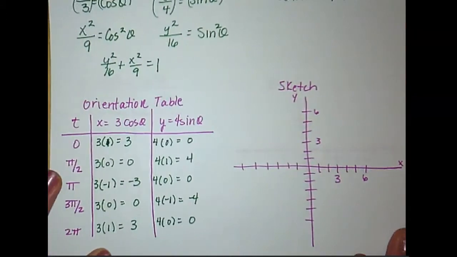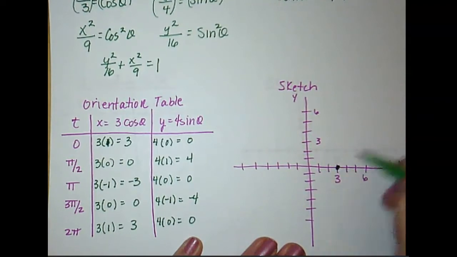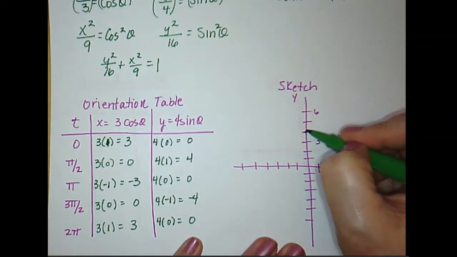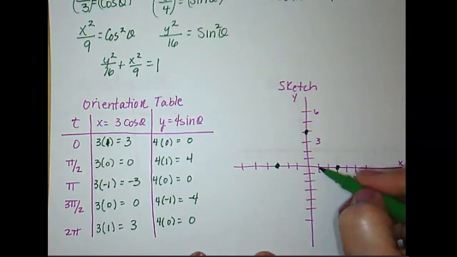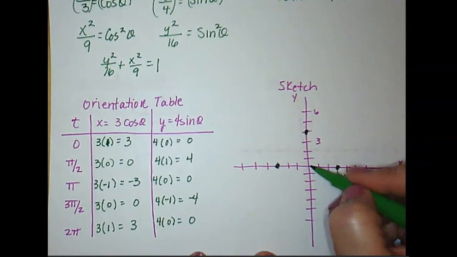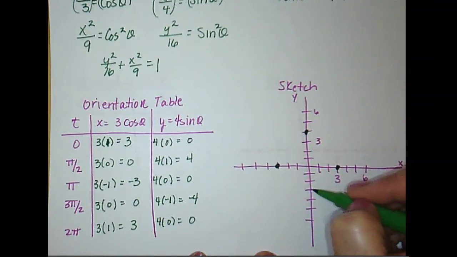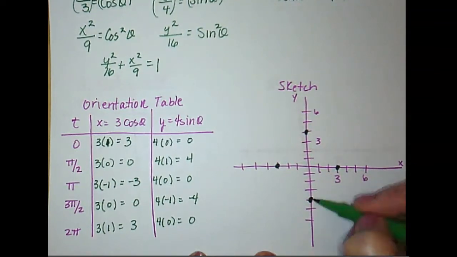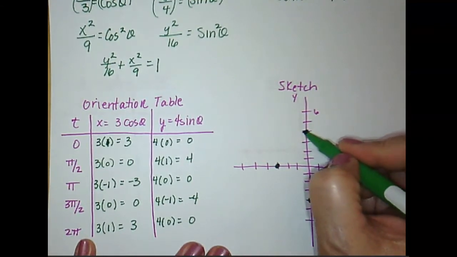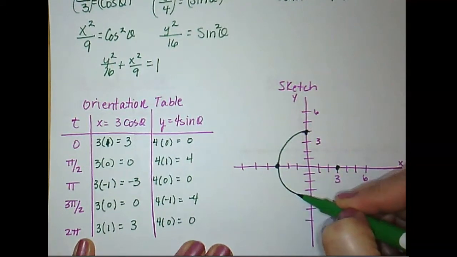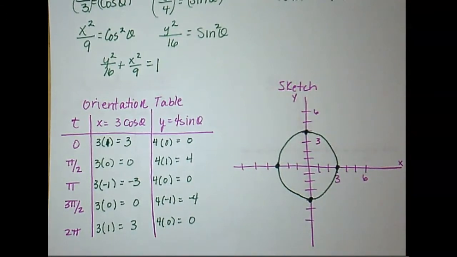So we plot those points. So we have 3, 0. We have 0, 4. We have negative 3, 0. And we have 0, negative 4, and then we would be right back here where we started. So what is this going to look like? Should be a little bit longer in that direction than the other.